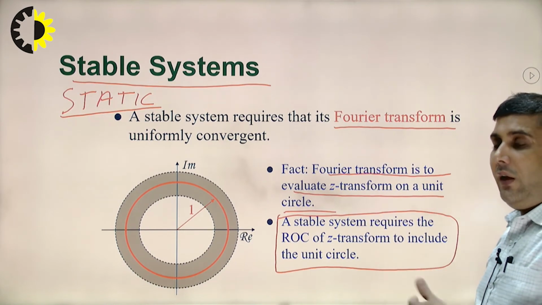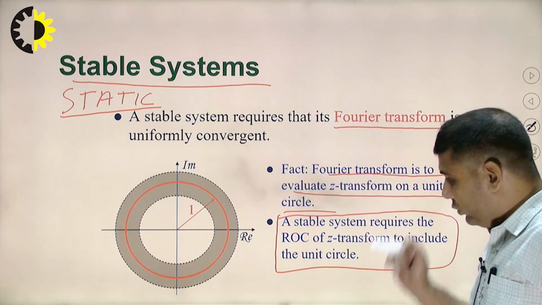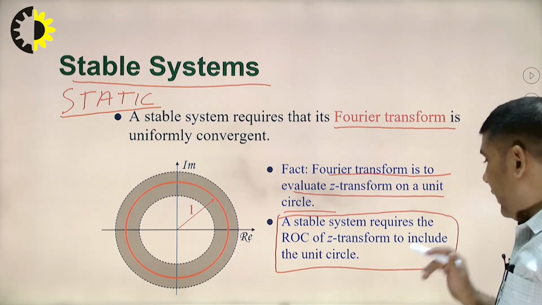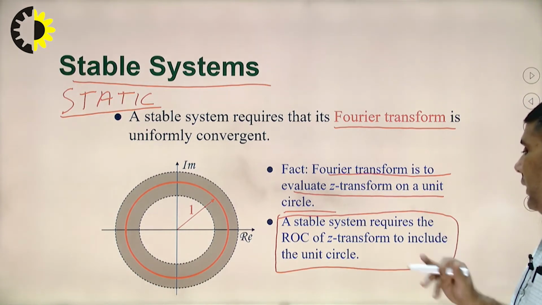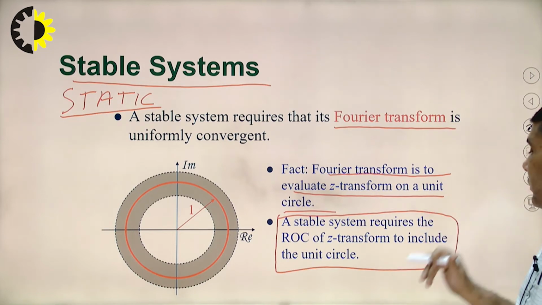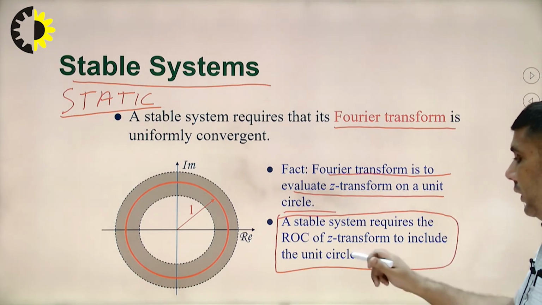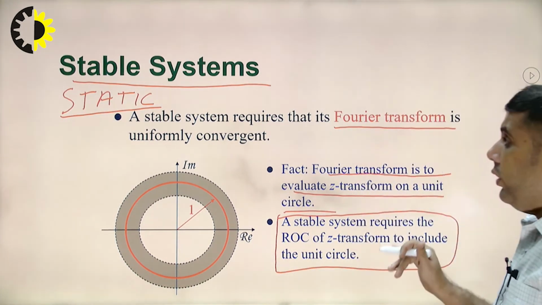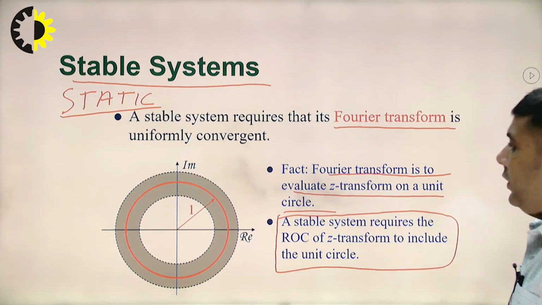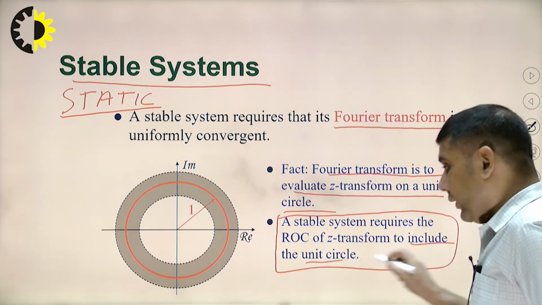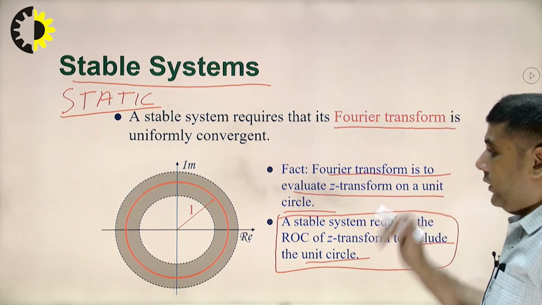So if you say any system is stable or unstable in terms of ROC of Z transform, region of convergence of Z transform, then that basically requires that the ROC must include the unit circle inside it. If it is not so, the system is unstable, or you can say the system is not stable. We will see it in the coming numericals. So ROC must include the unit circle inside it, otherwise the system is unstable.